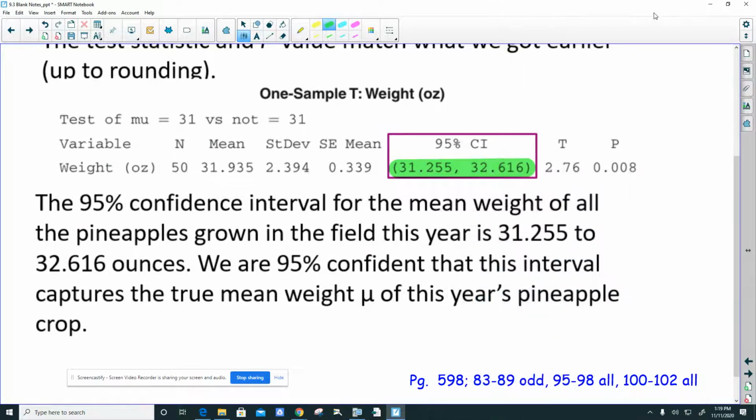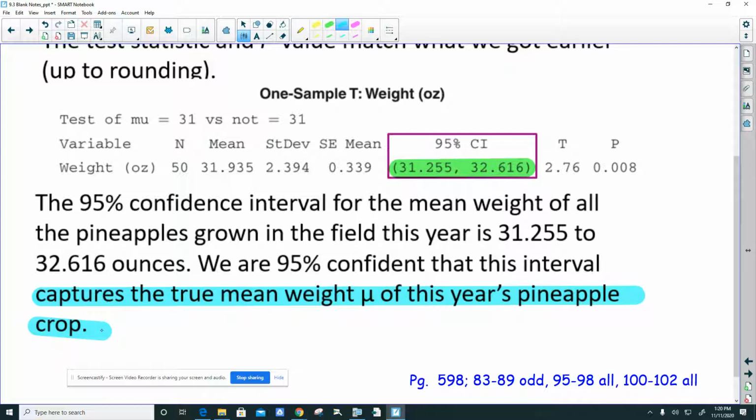And you can see that I come up with the exact same confidence interval that they have suggested here in the paper. Okay. Now remember how confidence intervals work. You say that we're 95% confident that the interval from 31.255 to 32.616 would capture, and that is going to capture the true mean weight of this year's pineapple crop.